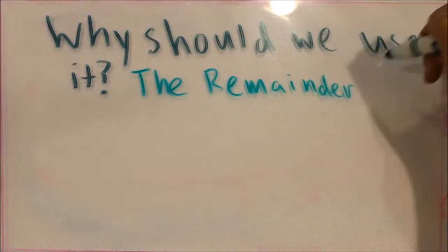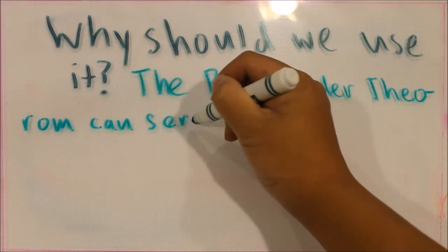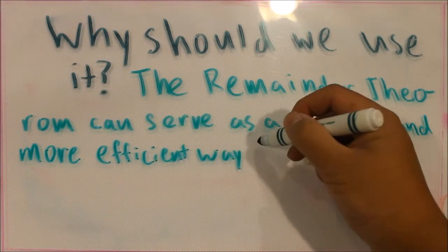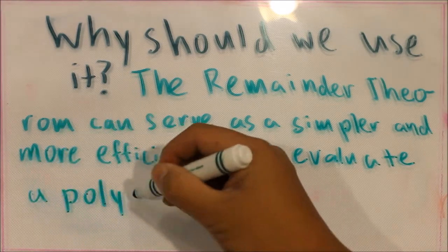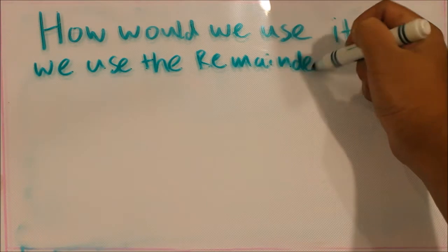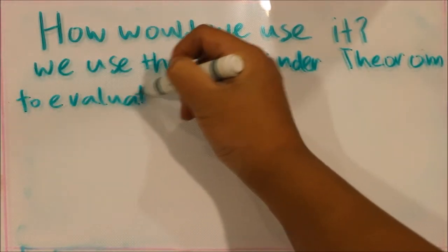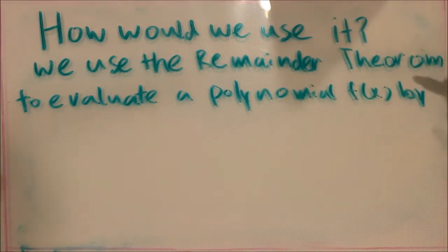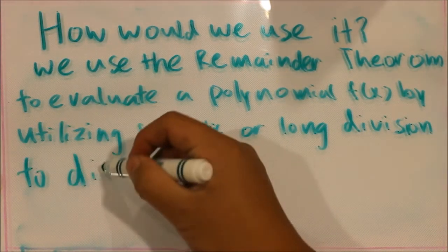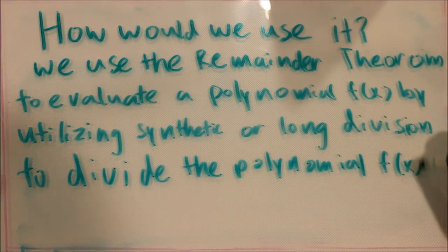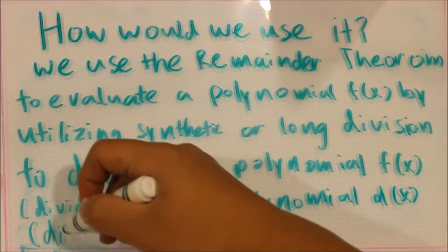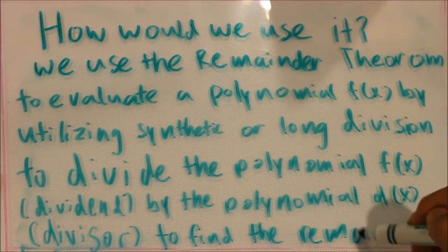Why should we use it? The remainder theorem can serve as a simpler and more efficient way to evaluate a polynomial. How would we use it? We use the remainder theorem to evaluate a polynomial f of x by utilizing synthetic or long division to divide the polynomial f of x, which is the dividend, by the polynomial d of x, which is the divisor, to find the remainder.